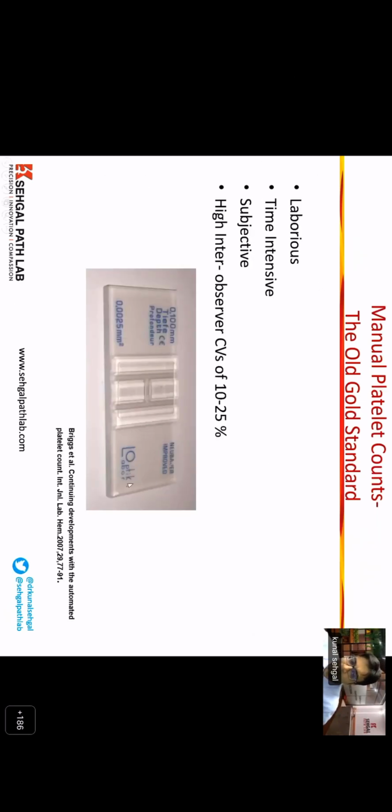So every one of you, I'm sure, has seen the Neubauer chamber and used it. As you all know, it is a little laborious. It is time intensive. You have to load the sample, you have to wash the chamber afterwards. There is a lot of subjectivity involved. And you would have noticed that if you have very low platelets or very high platelets, the variation between two observers, and sometimes within the same observer seeing two samples, is as high as 10 to 25%, which at clinical levels can become very challenging.